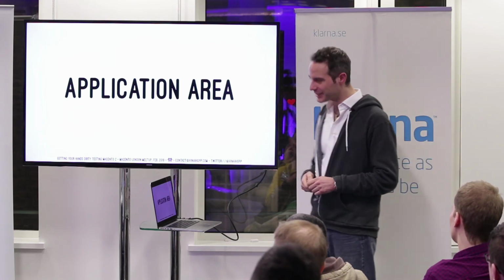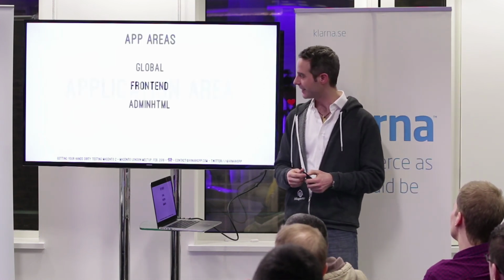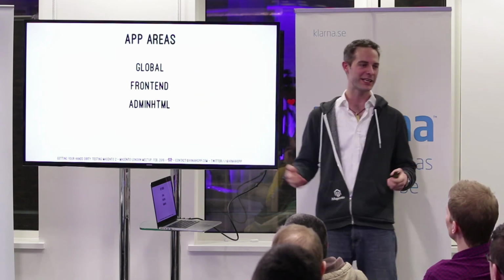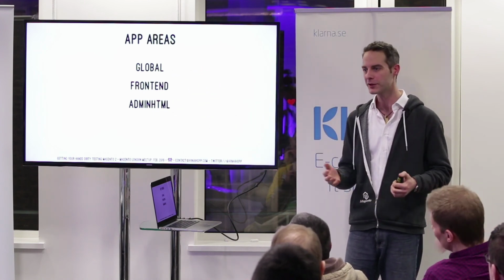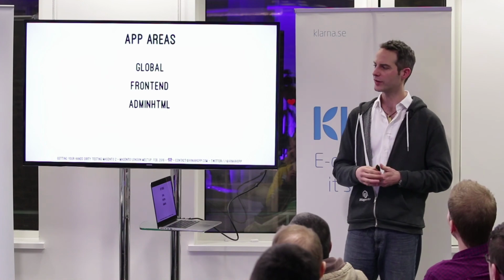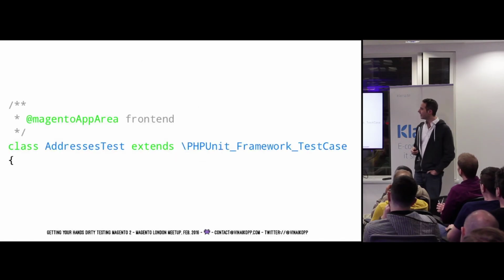So Magento has application areas, meaning front end and admin HTML mostly, and global by default. We had the same thing in Magento 1. What's new? Now we can specify the area in which the test is executed.